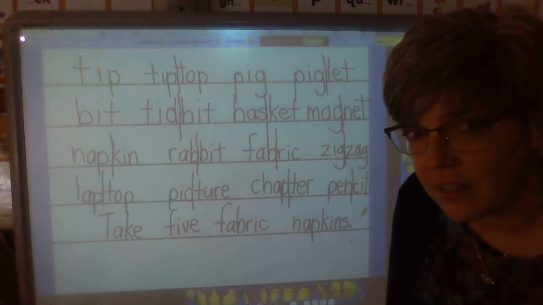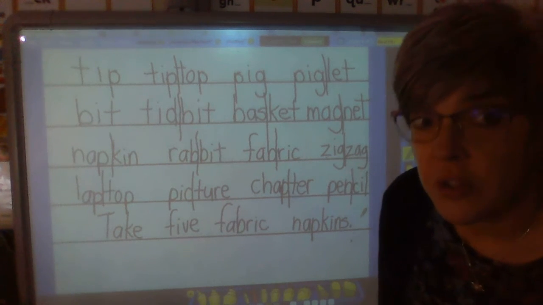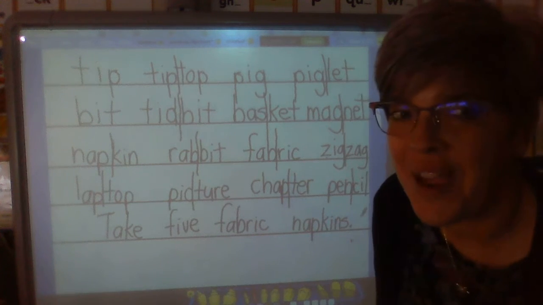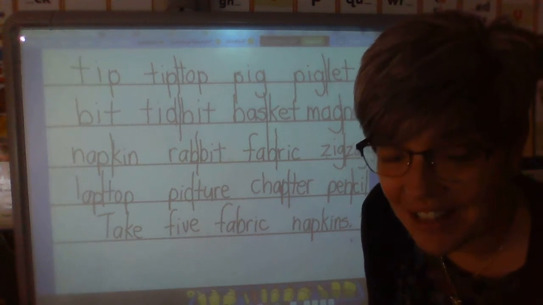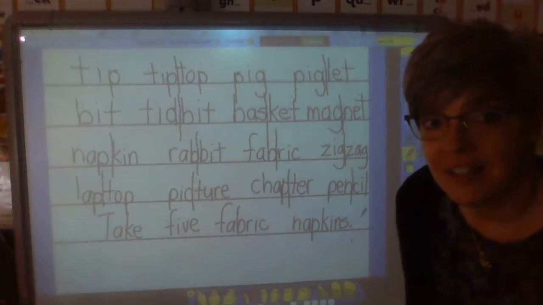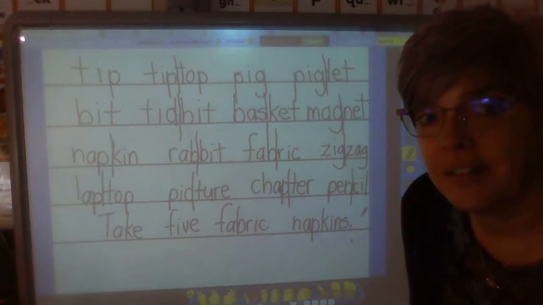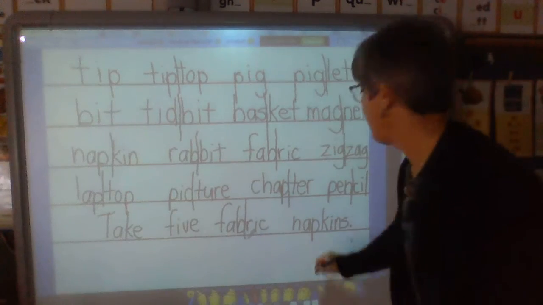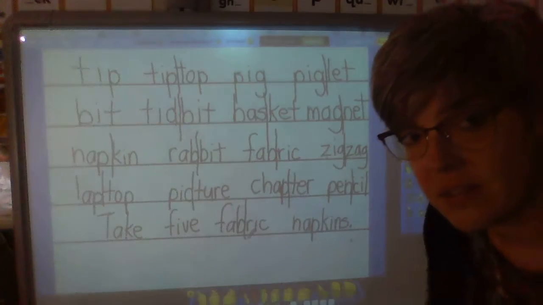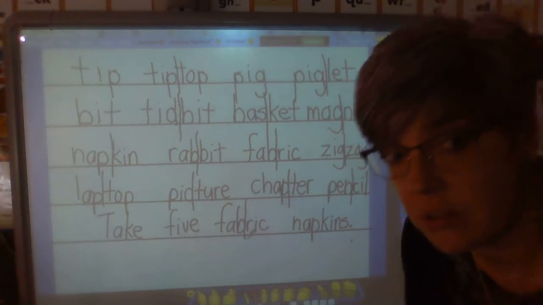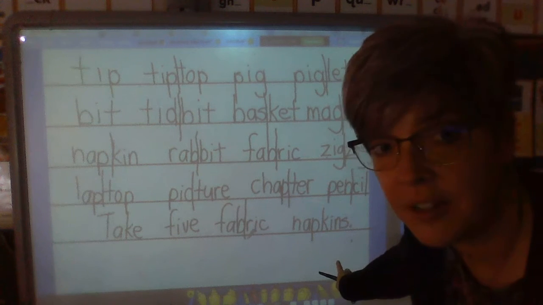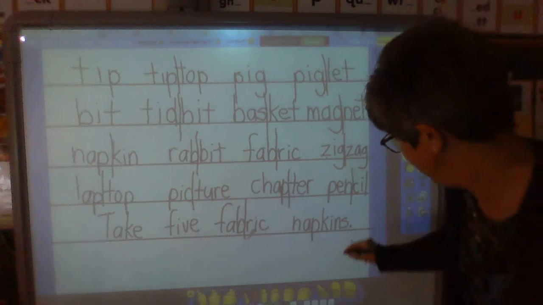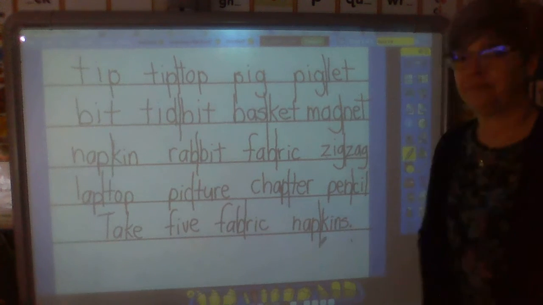Do you see it in take? No. Do you see the pattern in 5? No. Do you see the pattern in fabric? Yes. Clap it out. Fabric. Divide it where? You're brilliant and you're right, between the B and the R. Clap out napkins. Napkins. It's a 2-syllable word, so let's look for the pattern. Is it in there? Good eye. It is in there. So divide it where? Yep, between the P and the K.